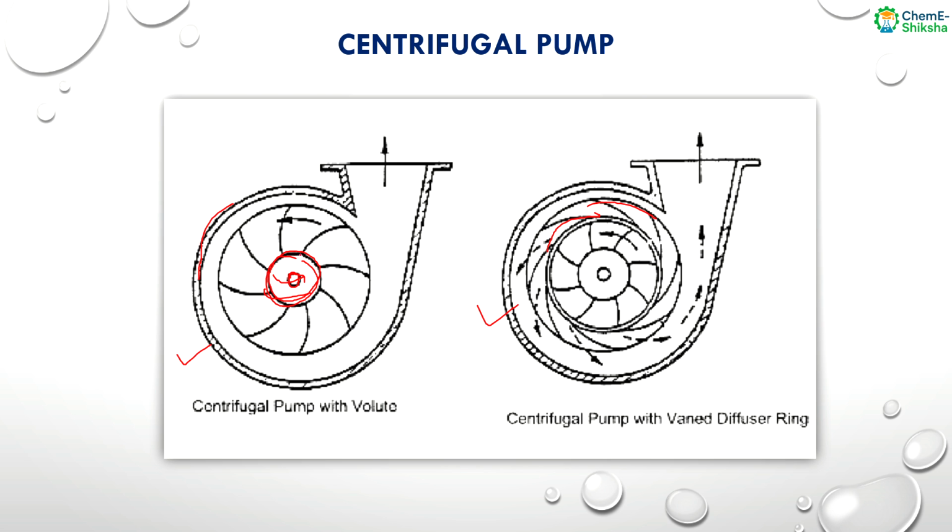After the suction of the fluid from the sump, the fluid will flow in the radial direction through the impeller eye. When the fluid enters the eye of the impeller, it has both the radial velocity as well as the tangential velocity, which is imparted by the rotating motion of the impeller blade.